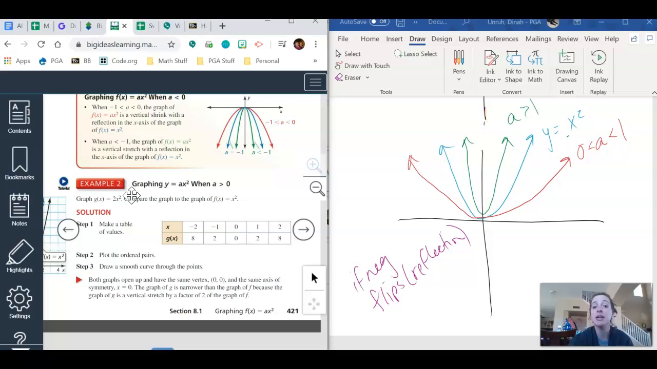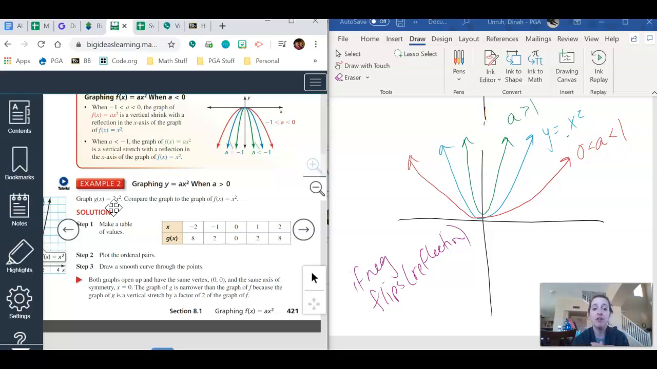And yes, you can use Desmos to help you graph them, okay? So we're being told to graph 2x squared and compare it to our parent function. So I see that this a value in front is greater than 1, so I know it's going to be a little bit taller and skinnier than my original function.